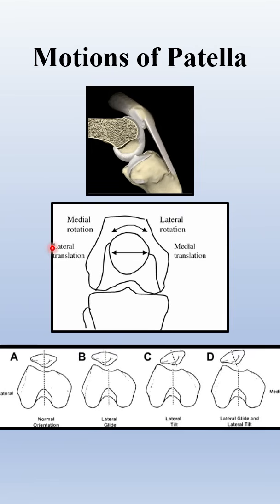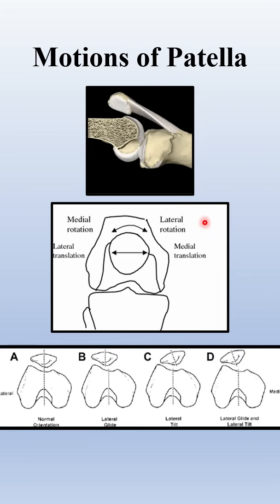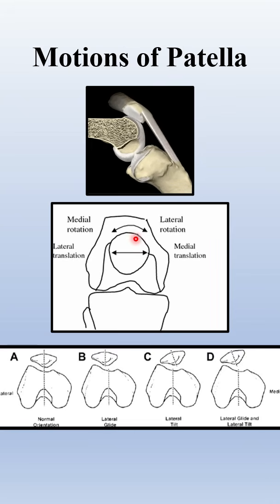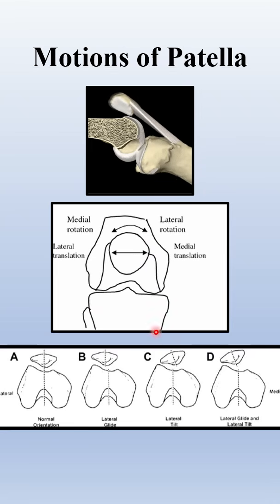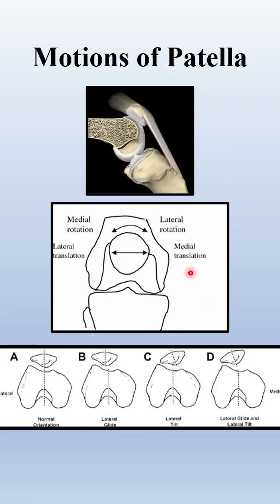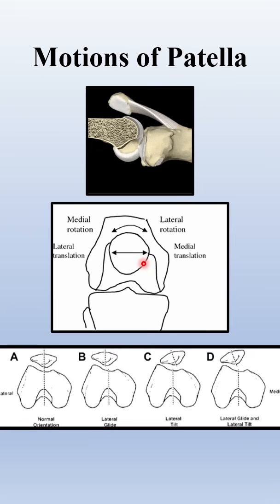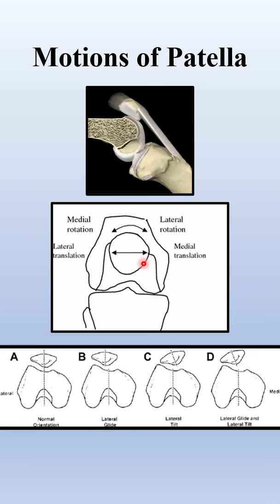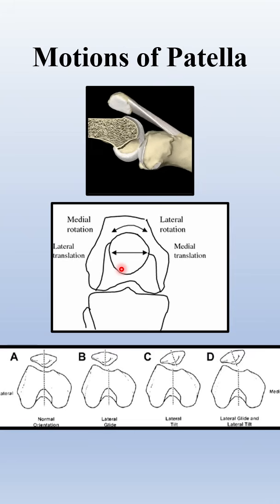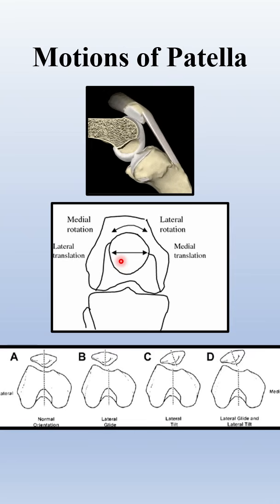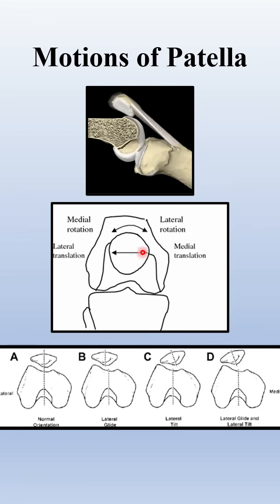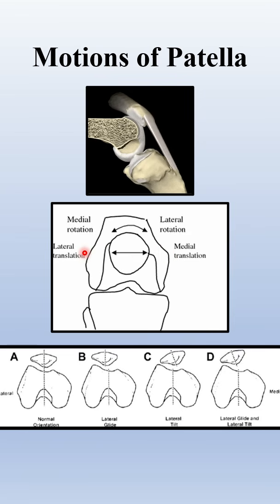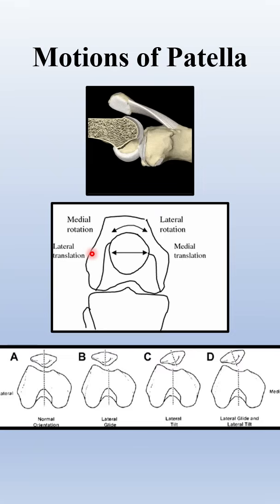Now if you see this image, this is the anterior view. You can see the patella, the femoral condyles, and the tibia and the fibula. This side is lateral, this side is medial. Translation and glides are similar or synonymous. If the patella is in the straight position but just shifts more towards the medial side, it is called medial translation. If it shifts more towards the lateral side, it is called lateral translation.